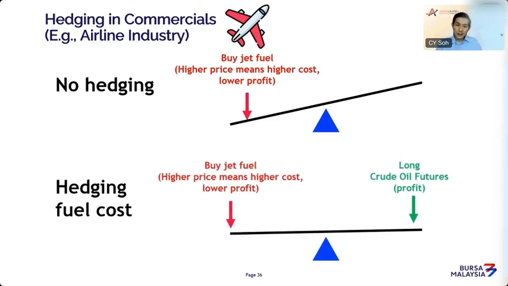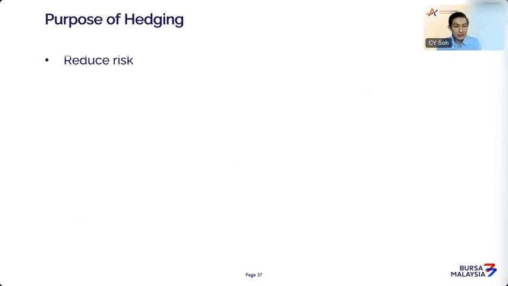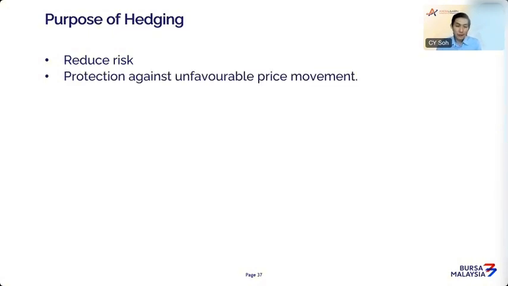On one side they need to buy the physical product, jet fuel, because they really use fuel. On the other side, they go long crude oil futures contracts. So when the fuel price goes higher, their long futures contract makes a profit. Of course, on the physical side they have to pay a higher price, but on this side they have a profit, so both can net off each other. You can see the benefit of hedging is to minimize your losses and also protect your profit. Simply speaking, hedging helps reduce your risk and protect you against unfavorable price events. Of course, the objective is not to make any profit.